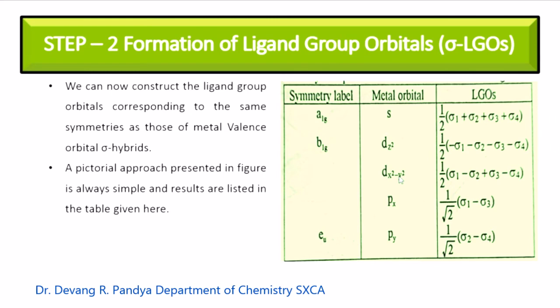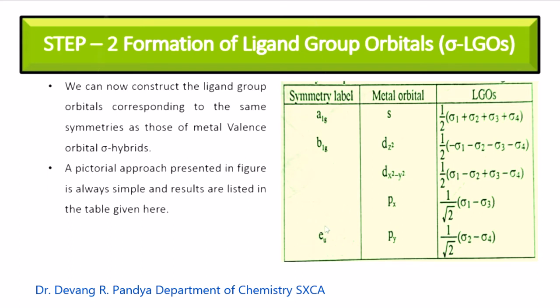Now dx square minus y square, which lies purely on the x and y axes, so we have half of sigma 1 as a positive lobe interaction, sigma 2 as a negative lobe interaction, sigma 3 as a positive lobe, and sigma 4 as a negative lobe. So that will form the LGO for dx square minus y square.